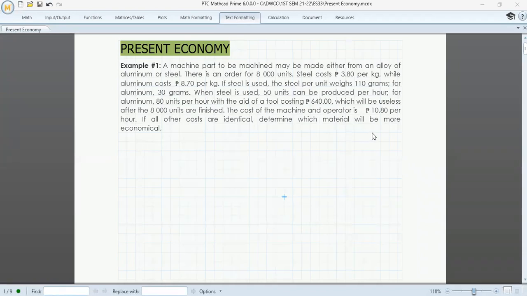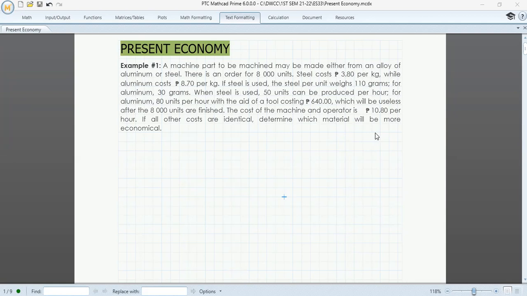Also, when steel is used, we can produce 50 units per hour, while aluminum 80 units per hour, but with the aid of a tool costing 640 pesos, which will be useless after the 8,000 units are finished. The cost of the machine and operator is 10.80 pesos per hour. If all other costs are identical, determine which material will be more economical.